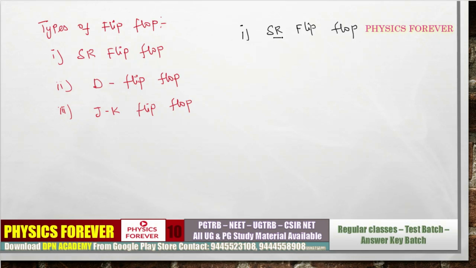So in the SR flip-flop, S stands for set, R stands for reset. Set means the value must be 1. If it is reset, 0. Then 1 means high, and if it is 0 that means low. So in this way we have to identify using the flip-flops. So then we write down the truth table for SR flip-flop.